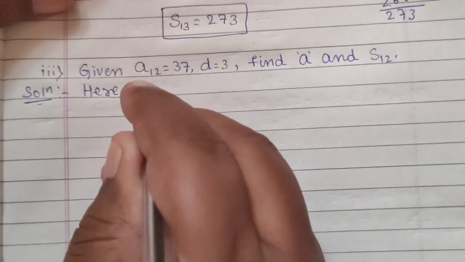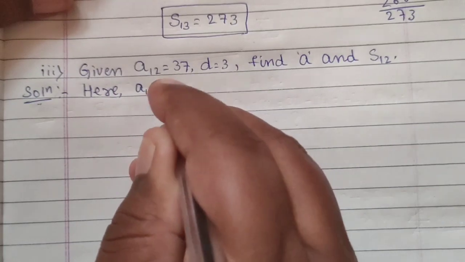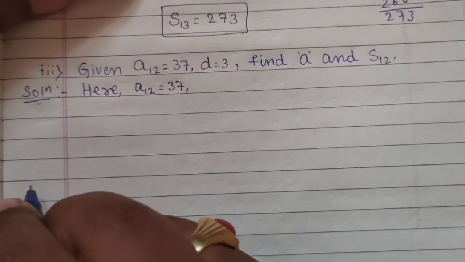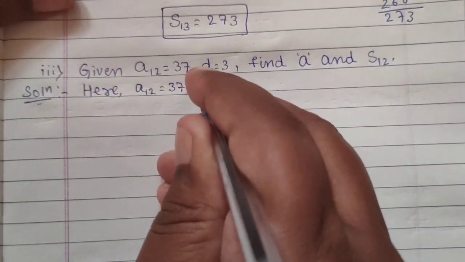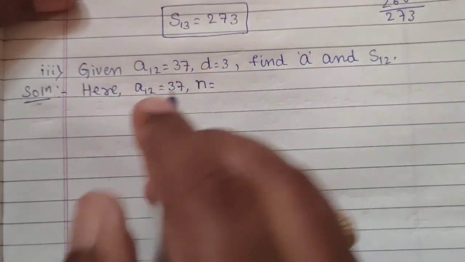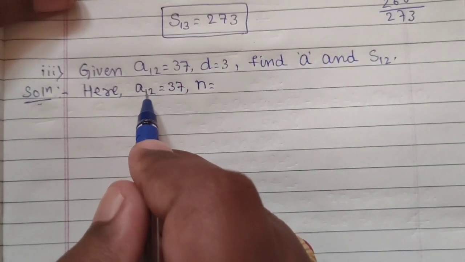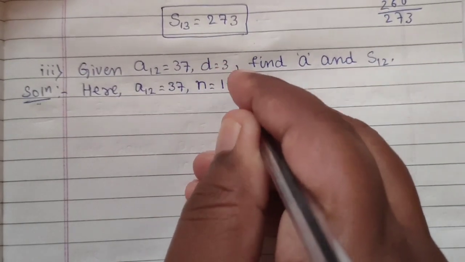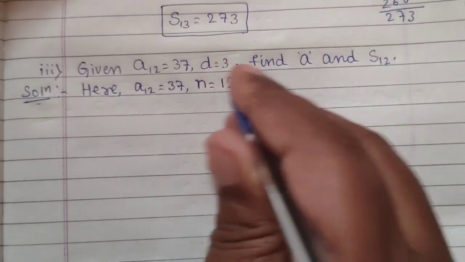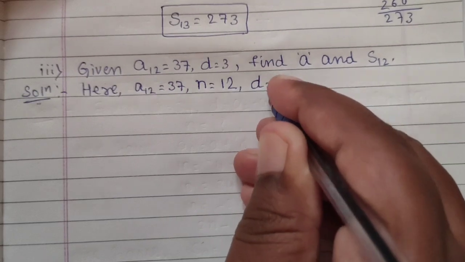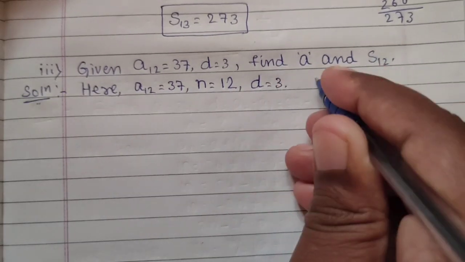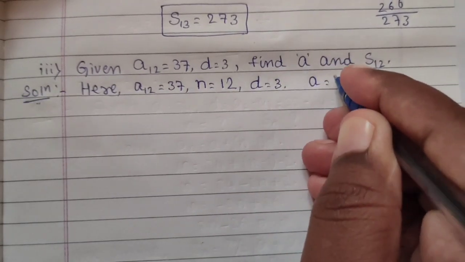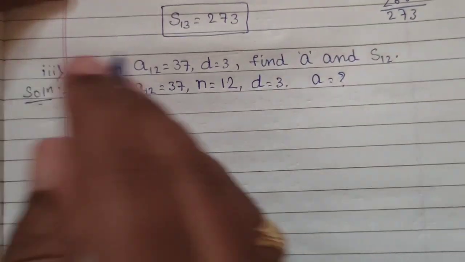A12 is equal to 37, and the value of n is 12, that is n is equal to 12, and then d is equal to 3. Now we have to calculate the first term.